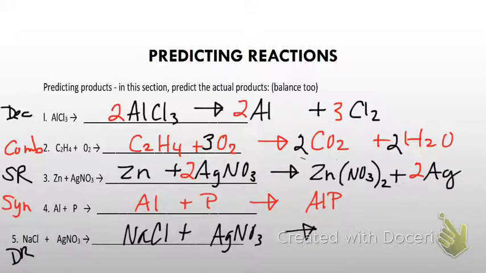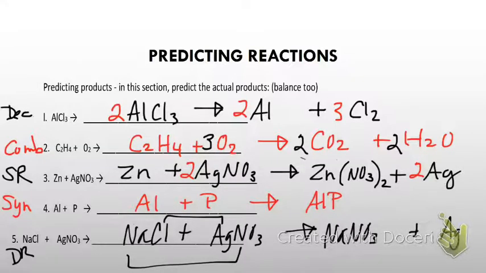When we have double replacement, remember we do outside, inside, right? Which do you want to do first, outside or inside? Outside first. Okay. Everything's a +1 or a -1, so these are our favorite because it's easy to put them together. We don't have to change anything or give them subscripts. So I'm going to do NaNO3 plus AgCl.